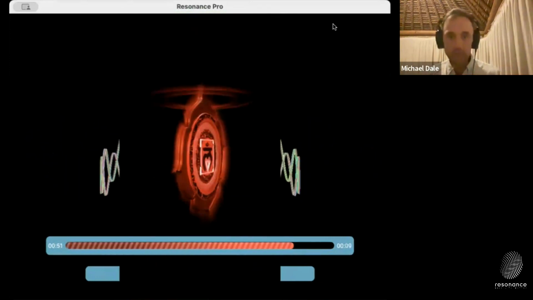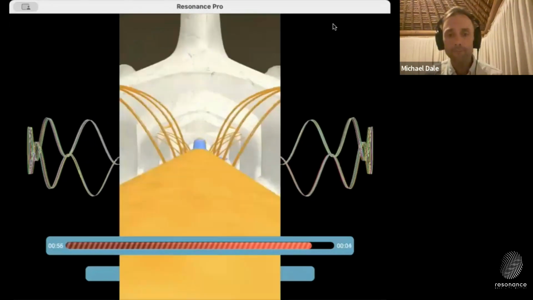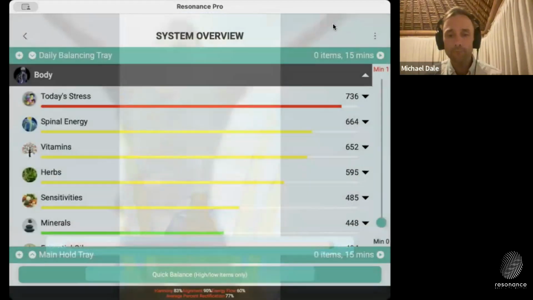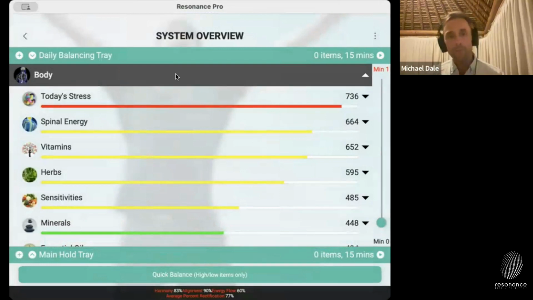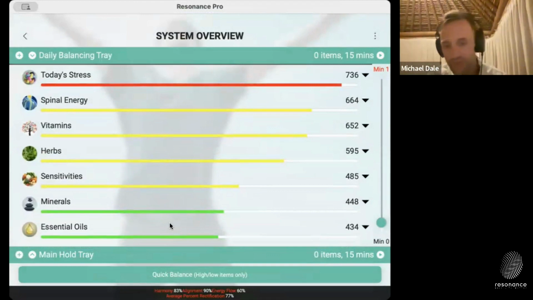So the balancing is coming to an end. Okay, so the quick balancing has come to an end, and you can see now we've got some percentage rectifications at the bottom of the screen. I can't zoom in on that, unfortunately, but you can see at the bottom of the screen it says harmony 83%, alignment 90%, energy flow 60%.